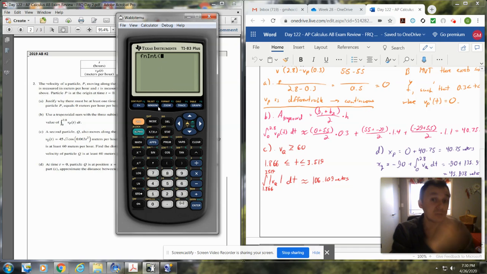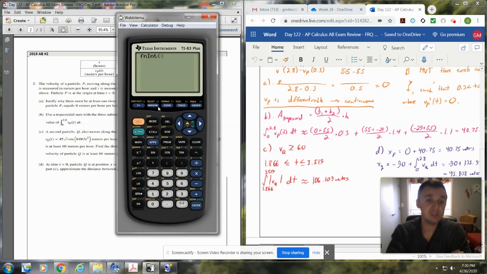And this is where you can see things are a little bit different. This time, instead of showing us an integral symbol, it literally just shows us FNINT. Now you'll see it's still going to evaluate the integral for us. We just have to know how to use this function.